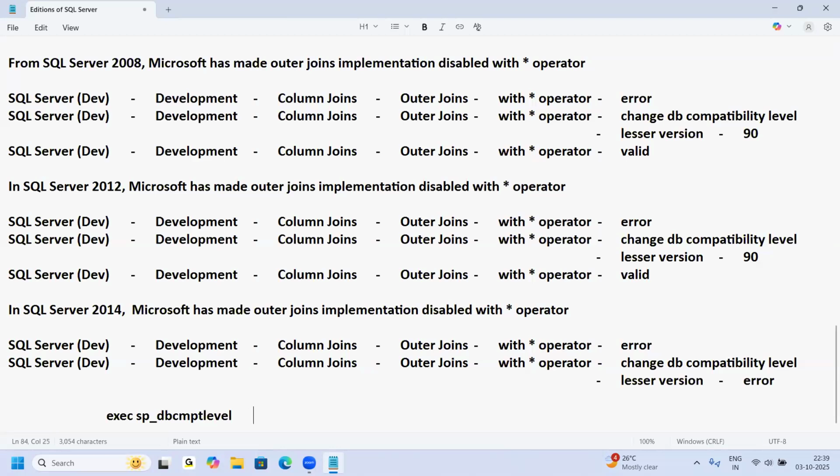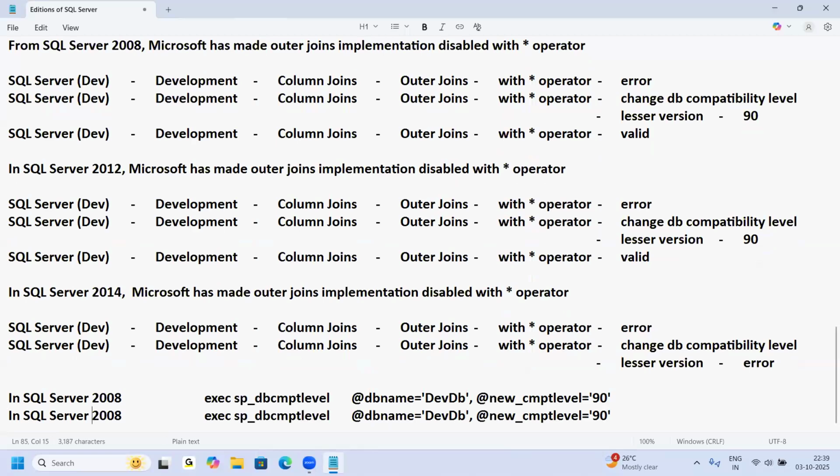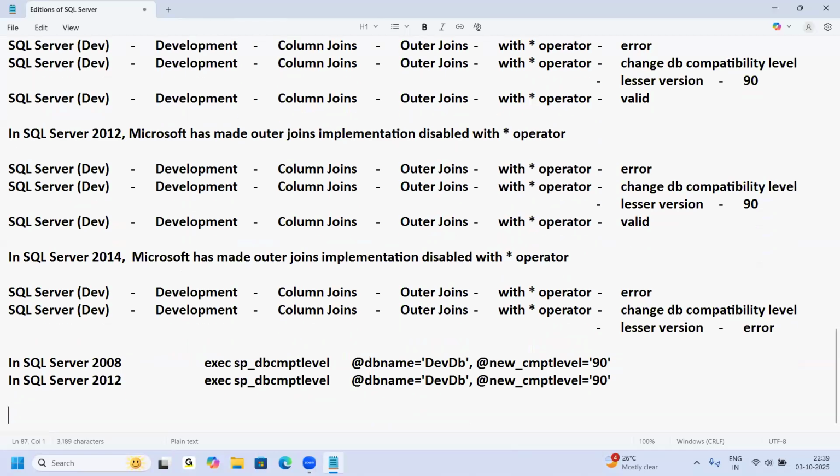So if we were working with 2012, I used to write this command and then @dbname equal to some database name, then @new_cmptlevel equals 90. 90 means 2005. And this you are writing in which version? In SQL Server 2008. Can I write this in 2012? Possible, 2012 also possible. Can I write this same in 2014? Straight away error.